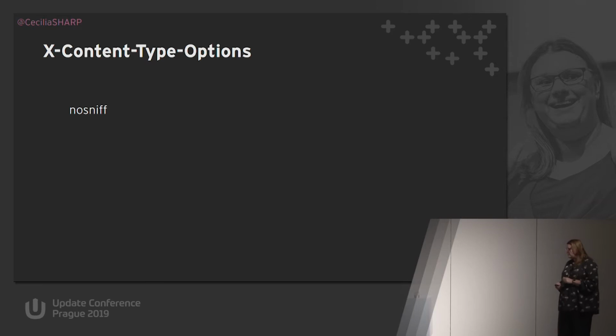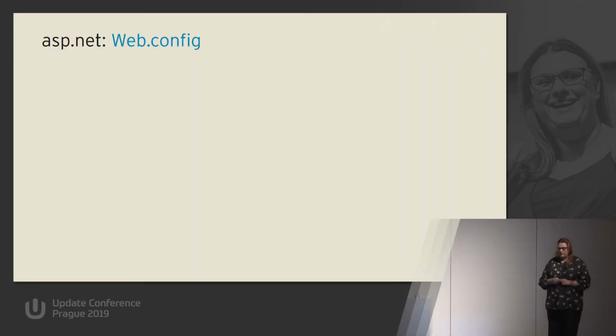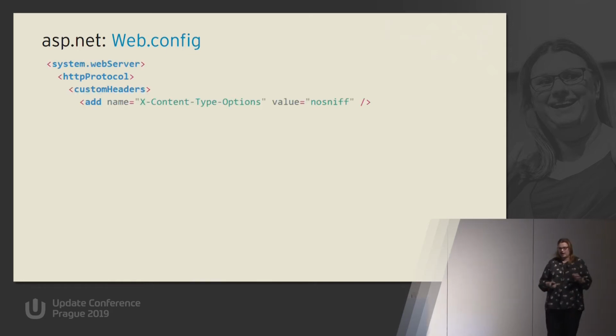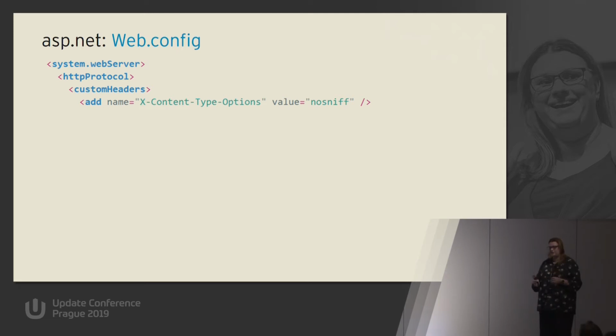And to add this, you do it differently if you are in ASP.NET Core or regular ASP.NET. So for ASP.NET, you use the Web.config file, and you add your headers inside the customHeaders, and you state the name and the value. Since this only has one value, it's a really simple thing to add.